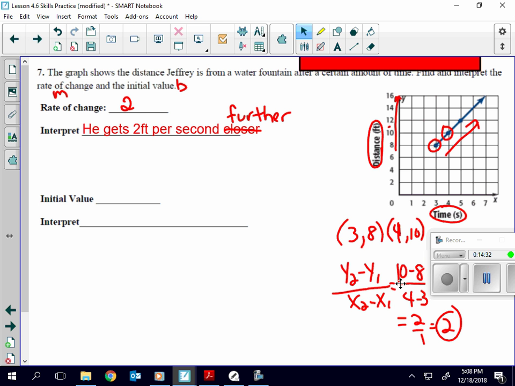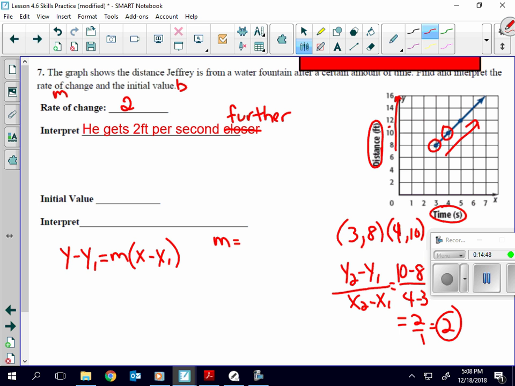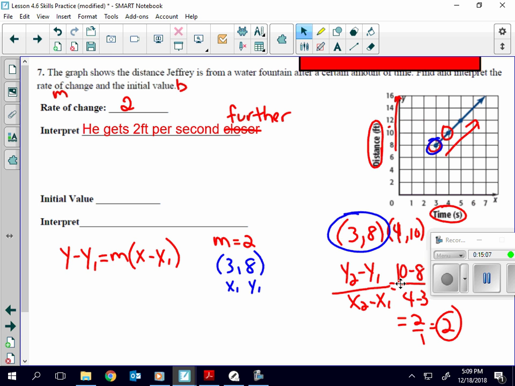Now let's get the initial value. I'm going to do it down here. I have room down here. Wherever you have room, you can do it. So we have the m. We already know m. That's 2. We need a point. Any point will do. Let's go ahead and use the first point, which I already labeled right here, (3, 8). So I'm going to label that down here, 3, 8 is going to be x1 and y1. And let's go ahead and plug those things in.